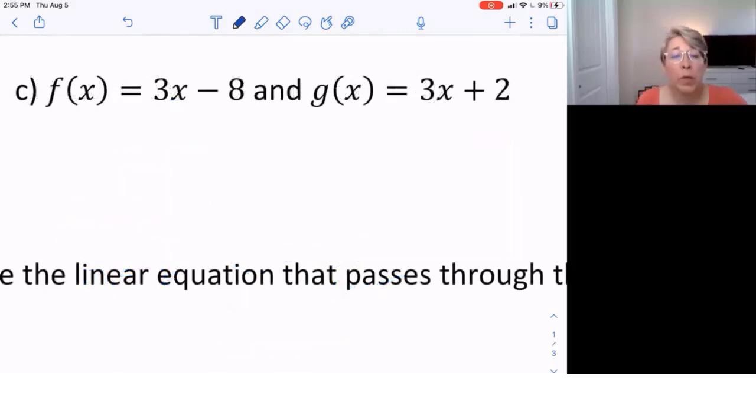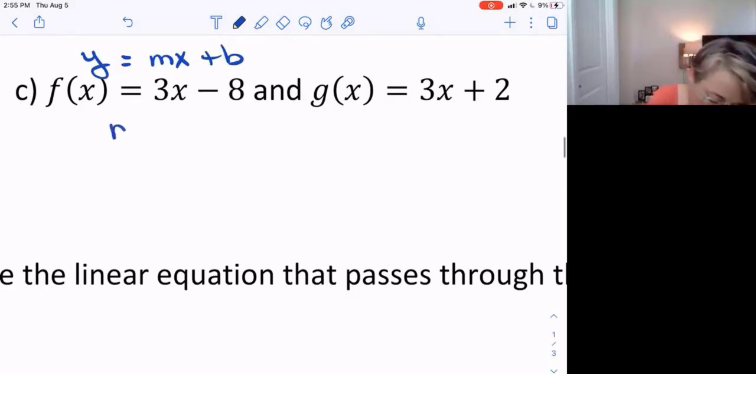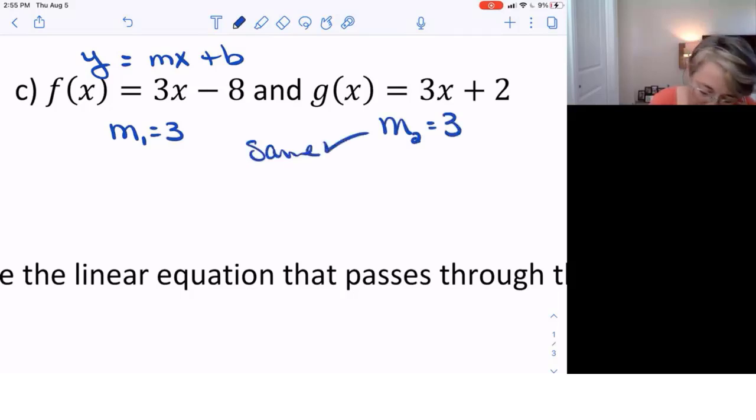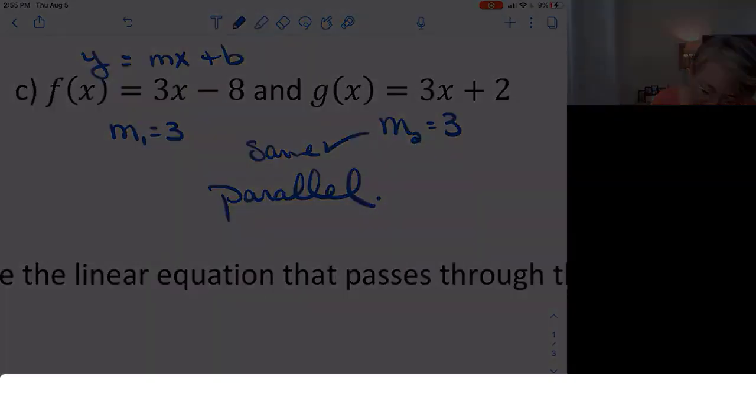See, they've already put it in mx plus b format for both of these. They just put it in function notation. So the slope for this first guy is 3, and the slope of this second guy is 3. Since they are the same, then we know that these two lines are parallel.